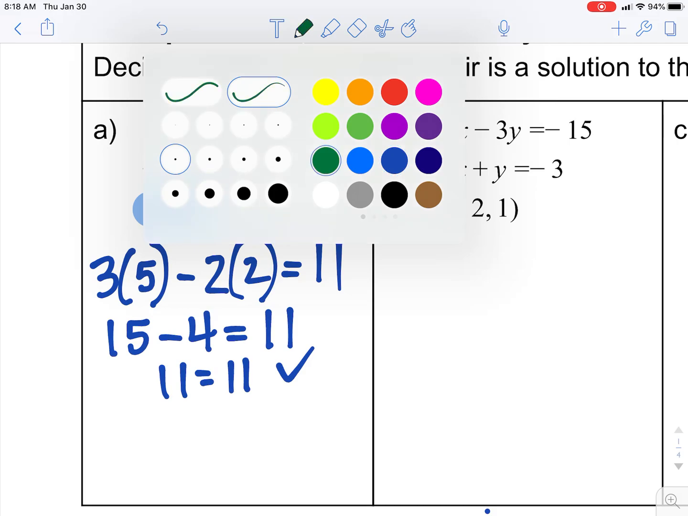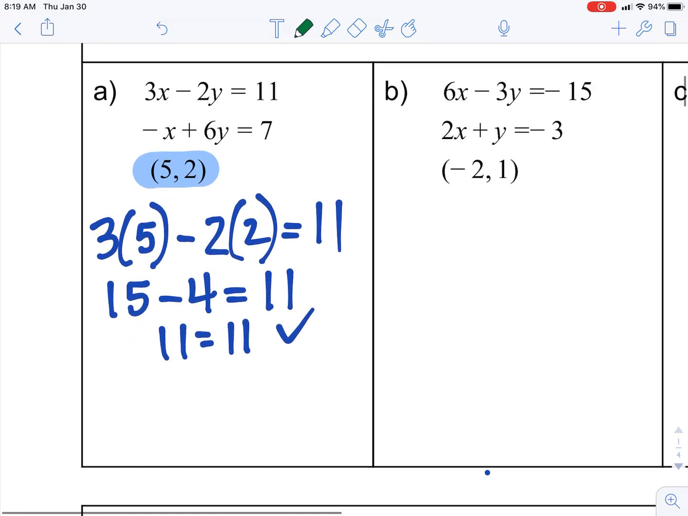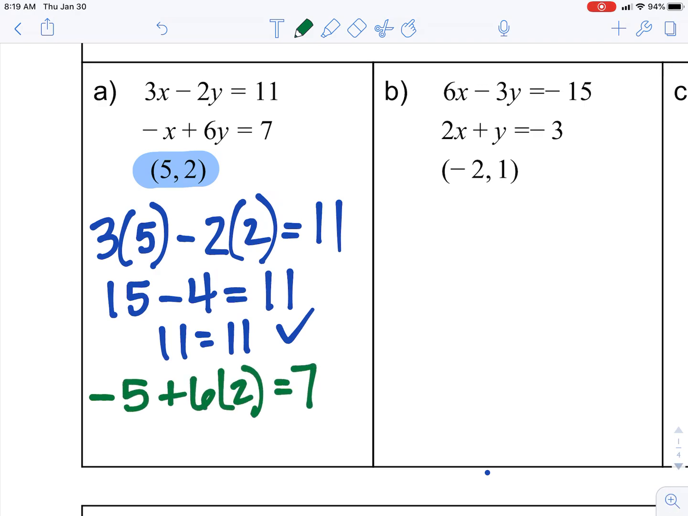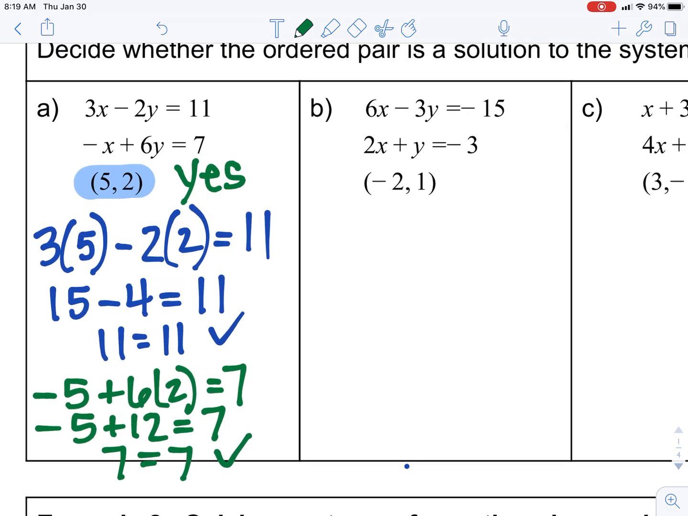In order for something to be a solution, it has to work in both equations of the system. So we have to try both of them out. In this next one, we put in 5 for x and 2 for y, and we get 7 equals 7. So yes, 5, 2 is a solution to this system.